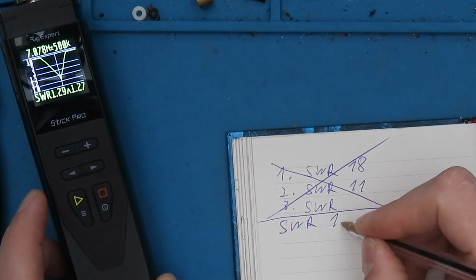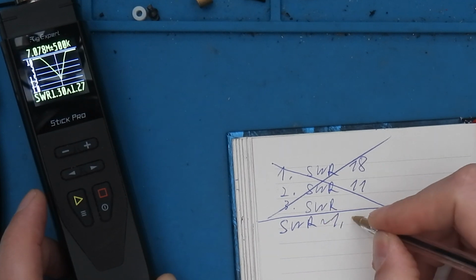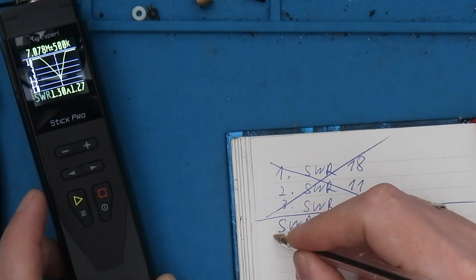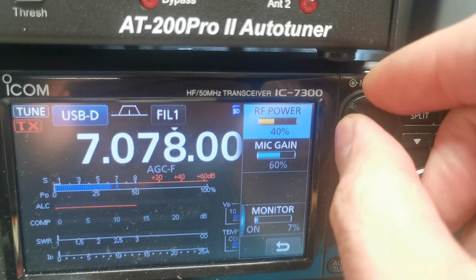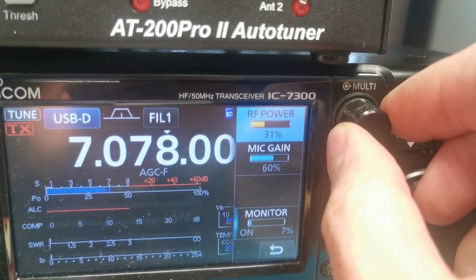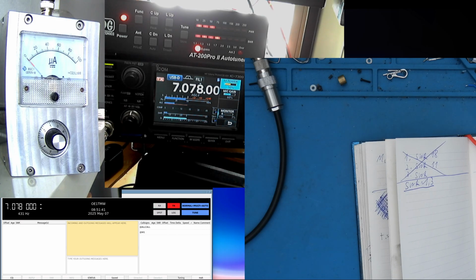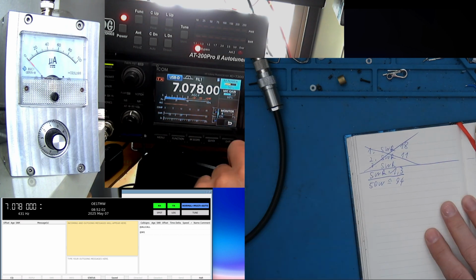I was able to achieve an SWR of 1.3. Then I transmitted with different power settings on the ICOM 7300 and measured the received power with an RF meter, which is standing in my living room. There is no unit on the RF meter, it's just bananas that I used to compare.